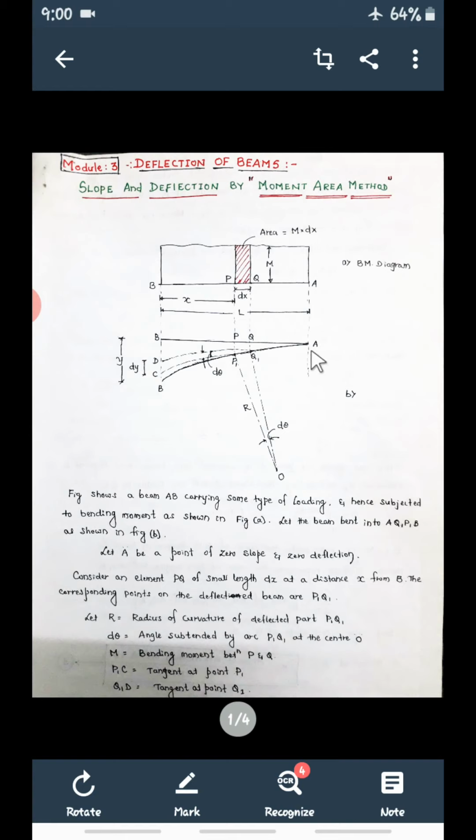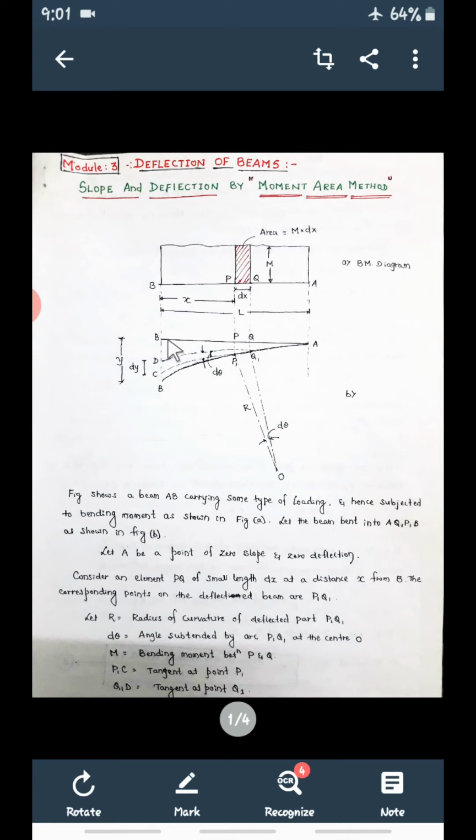Now see, this is the beam AB. Assume that at A it is fixed and at B it is a free end, which means it is a cantilever beam, fixed at A and free at B. As I told, whenever the load comes on the beam, it may be a point load or a UDL, the beam is going to deflect like this.